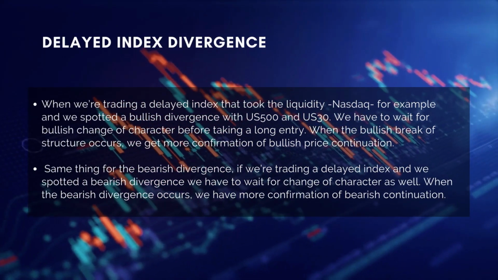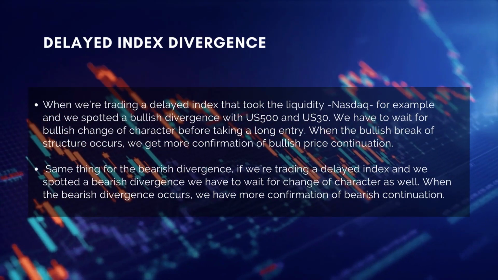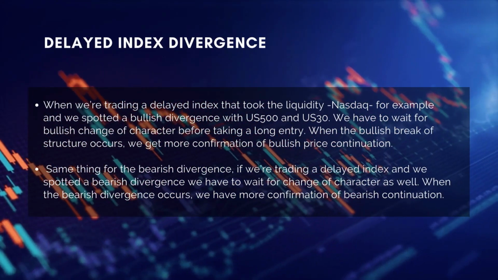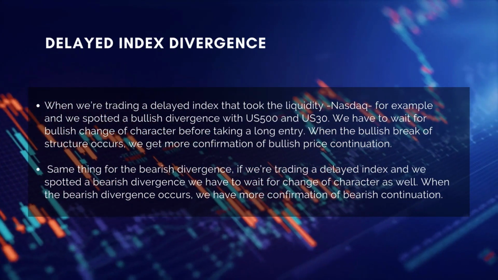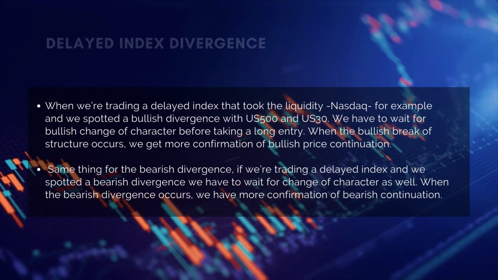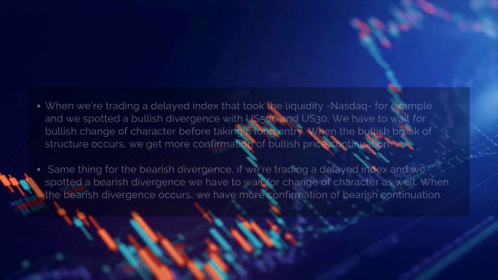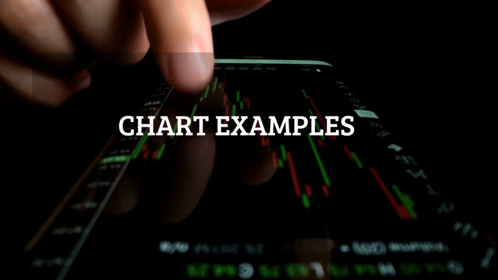Same thing for the bearish divergence. If we are trading a delayed index and we spotted a bearish divergence, we have to wait for change of character as well. When the bearish break of structure occurs, we have more confirmation of bearish continuation. So let's move on now to the chart to see some examples.